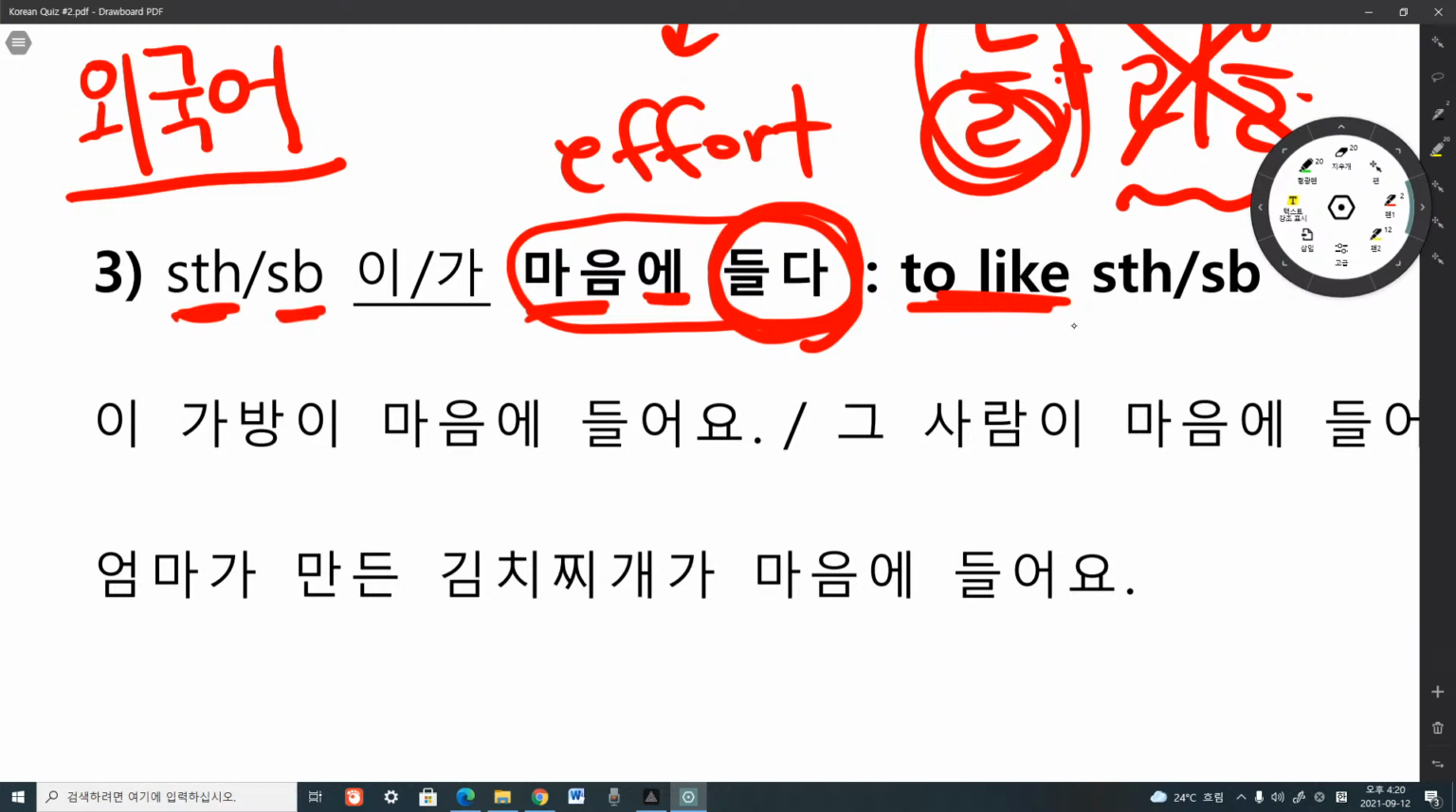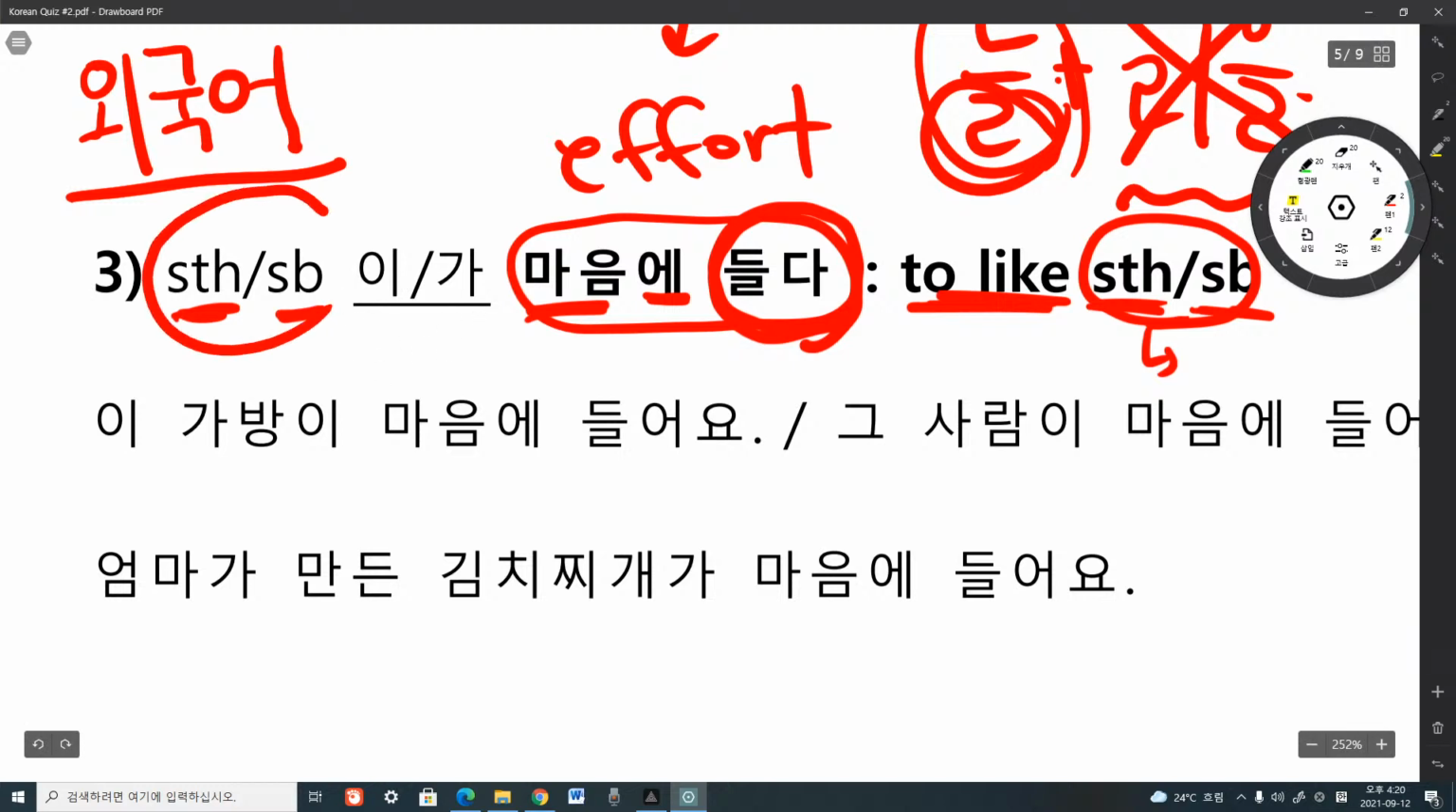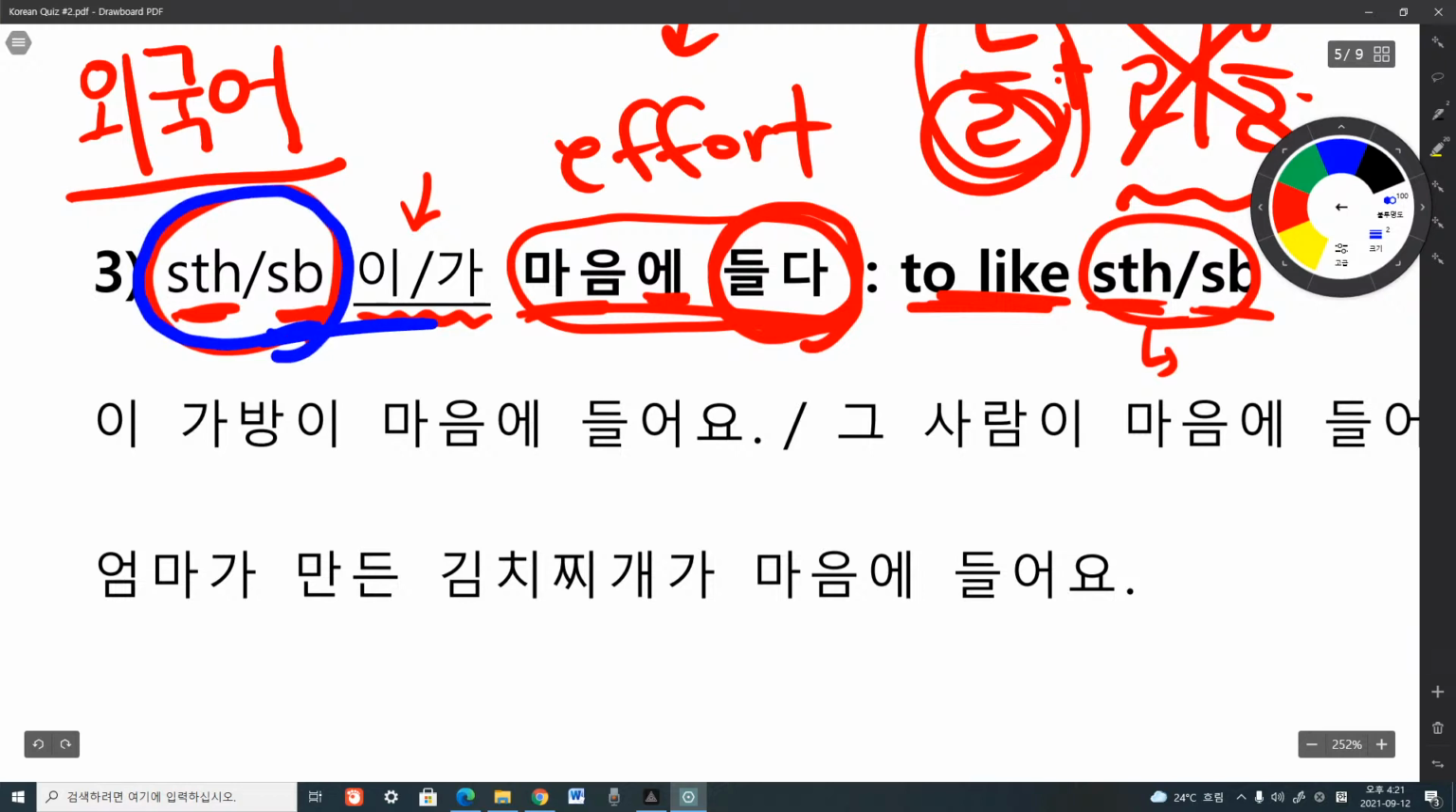And here the tricky part is that in English, when you say to like something or somebody, this something or somebody is the object in a sentence, right? But in Korean, it doesn't work that way. Something and somebody is considered a subject. So you have to mark it with the subject marker and then say 마음에 들다. And it makes sense because literally it means for something or somebody to come into one's mind, right? If you look at the literal meaning, it makes sense why the subject marker should be put.